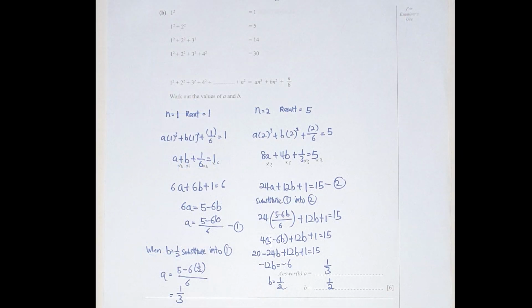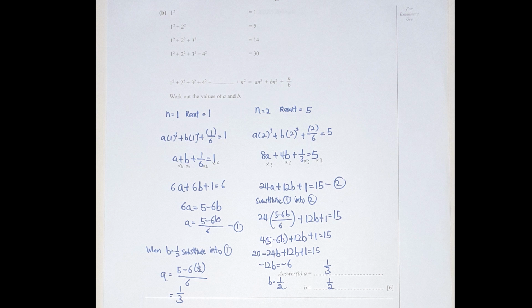So let's move on to section B. When n equals 1, your result is 1. So I sub in 1 into all n's positions. I will get a plus b plus 1 over 6 equals 1. So by changing the denominators into the same, I multiply everything by 6. Then I get 6a plus 6b minus 1 equals 6. Do the rearrangement, then you will get your a as (5 minus 6b) over 6 as your equation 1.